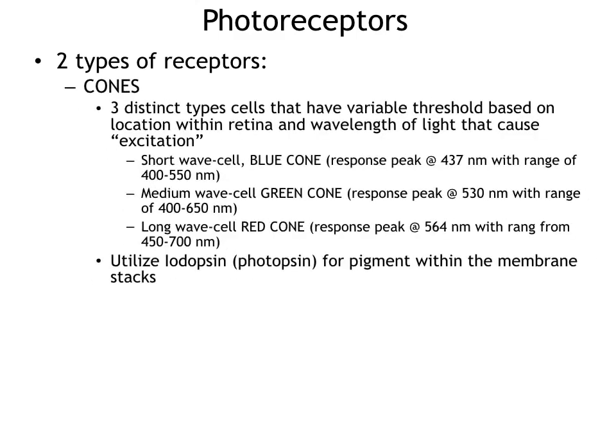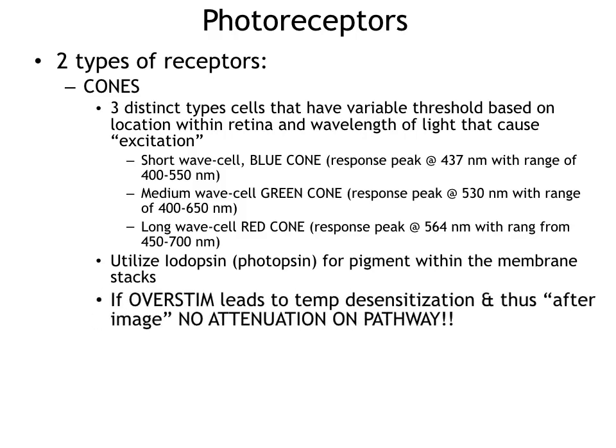Within the retina, there are two distinct types of photoreceptors. The first type is what are known as the cone cells. There are three distinct types of cone cells. Each one will have its own distribution within the retina and will be distinctly responsive to various wavelengths of light for maximal excitation. These include the short wavelength cells, which we call the blue cones, the medium wavelength cells, which we call the green cones, and the long wavelength cells, which we call the red cones.